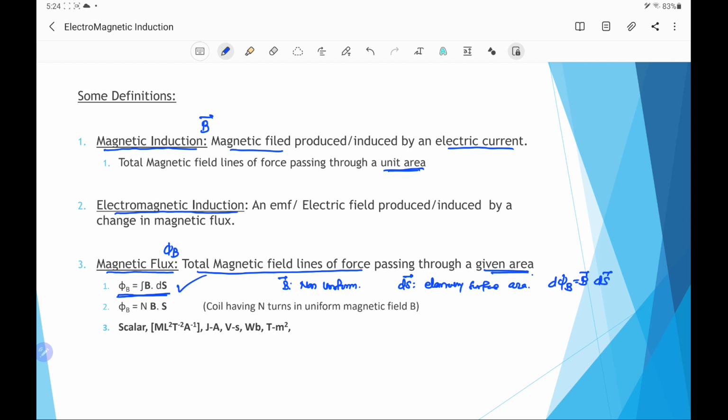If B is uniform, in that case this phi B can be written as, because B is uniform, we can take it out of the integral and the remaining is ds, and this integral of ds can be written as the total surface area, so we write it is B dot S. If the coil has n number of turns, then total flux will be n times the flux linked with the single turn. Therefore, for a coil having n number of turns, we multiply the flux through a single turn with n. So this gives the total magnetic flux through the coil.